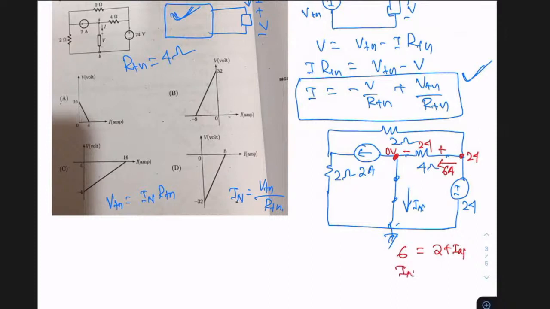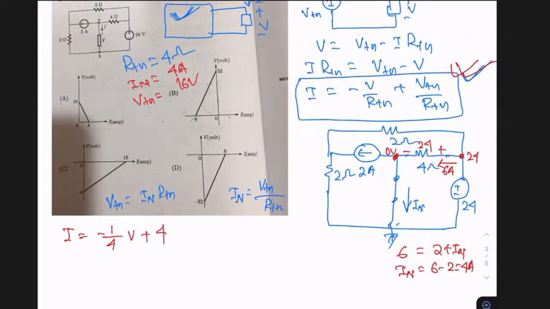So what is IN? Your IN is 6 minus 2, which is 4 amperes. So RTH is 4. Now you are getting your IN. IN answer is also 4 amperes. Then what is VTH? VTH is the product of IN and RTH, which is 16 volts. Now, if I substitute all these parameters in this equation, minus V by RTH, it is minus 1 by 4 into V plus VTH by RTH. VTH by RTH is IN only, that is your 4.